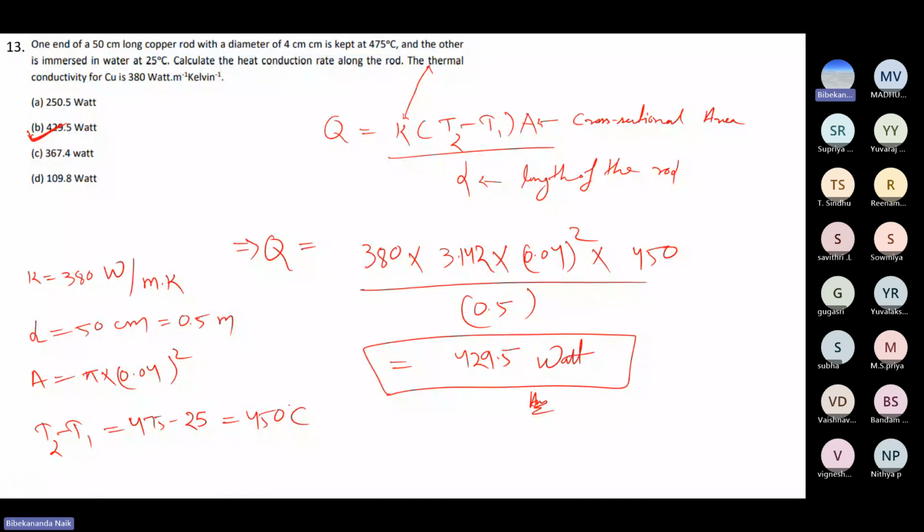We know the rate of heat conduction is directly proportional to the temperature difference and cross-sectional area, and inversely proportional to the distance between the two ends, and the proportionality constant is the thermal conductivity. We have all the values in the question. When we put in all these values, we need to calculate only the cross-sectional area, and all other things are given. So the heat flow rate is 429.5 watt.